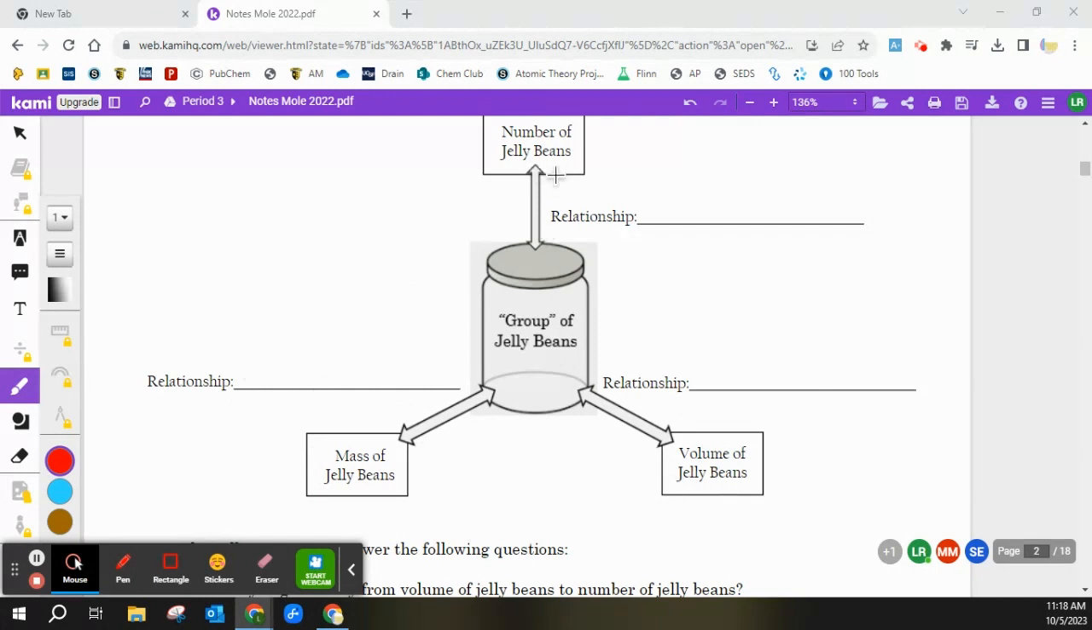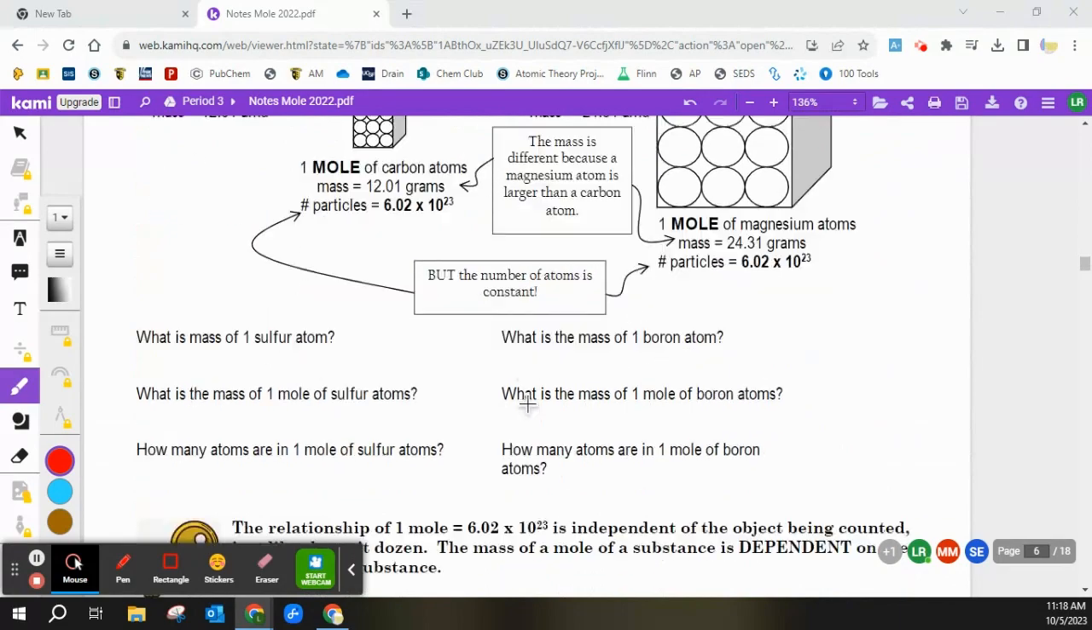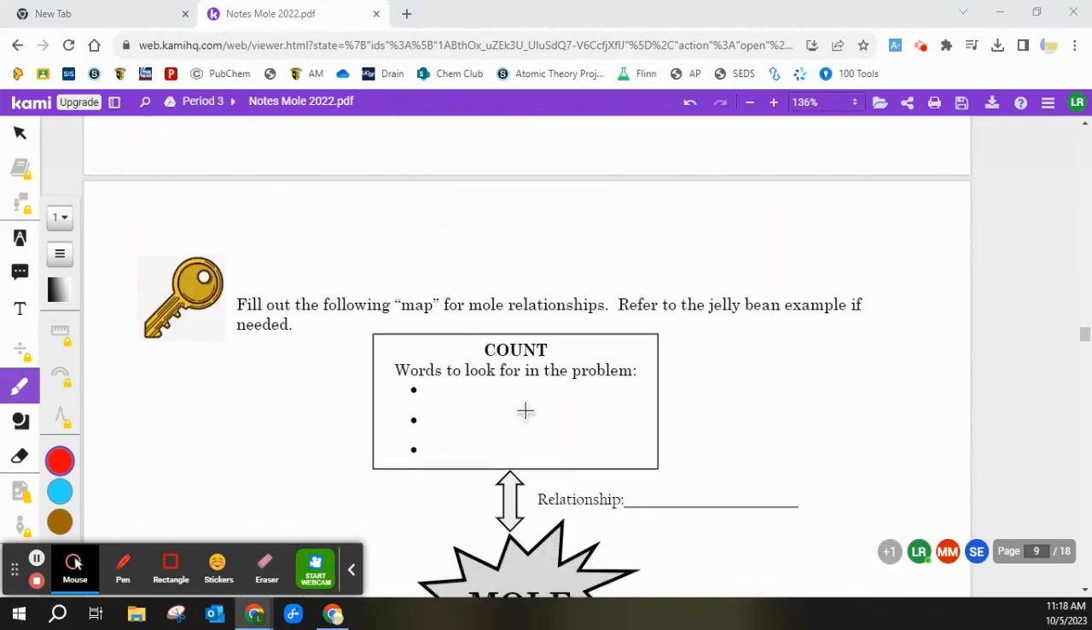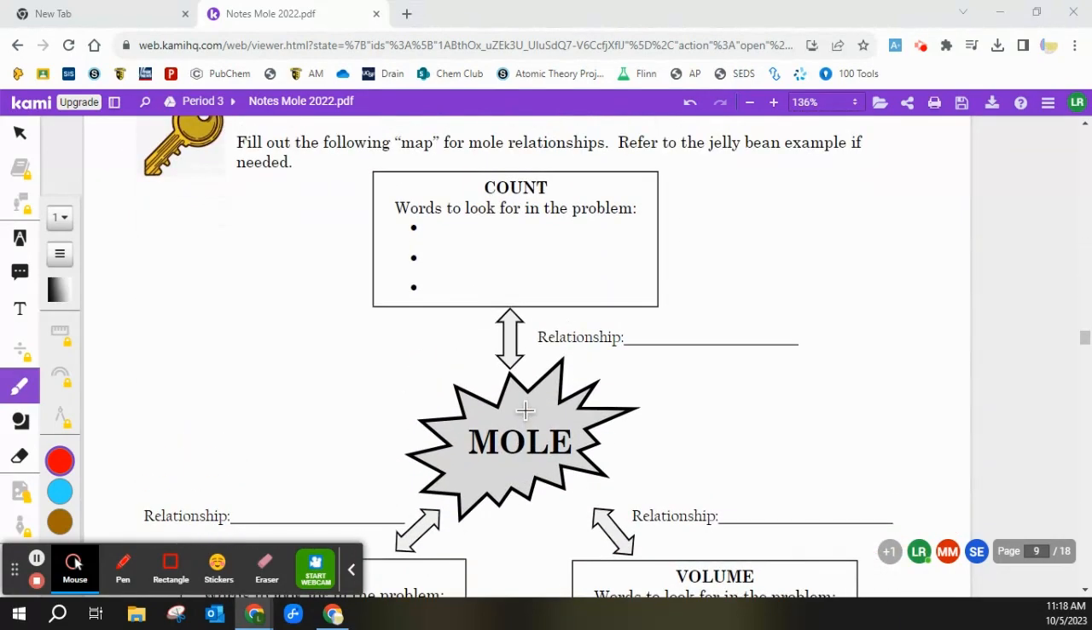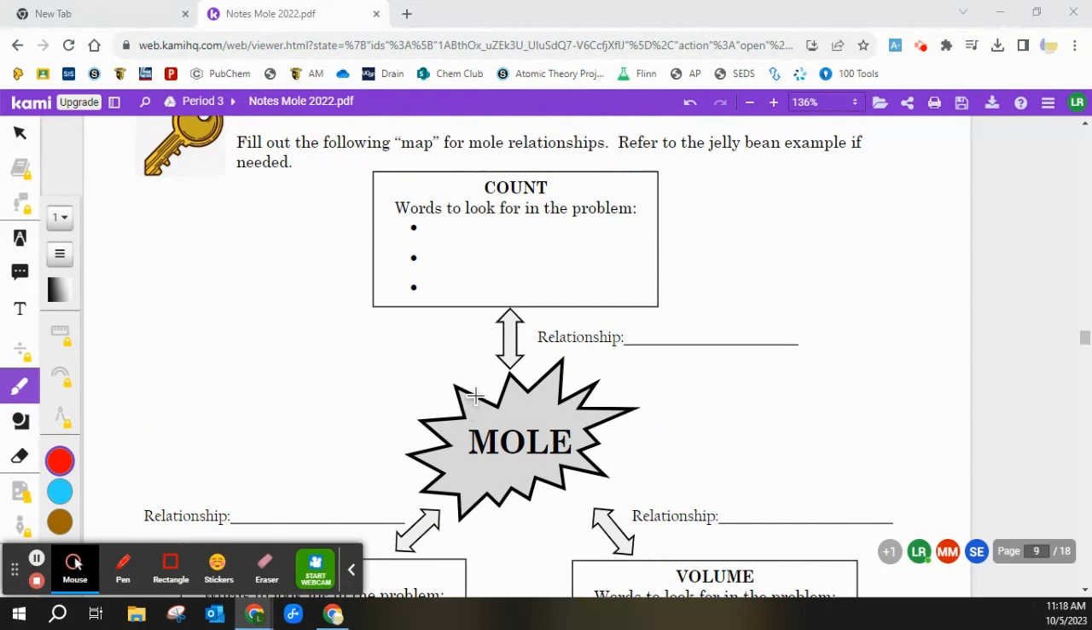So we've learned about now, instead of talking about groups, we're talking about moles. What is the relationship between moles and count? What is the relationship between moles and mass? What is the relationship between moles and volume? We're going to reproduce this relationship right here. Okay, so now we have something that looks very similar to the jelly bean example. So we're going to fill out this map, and this is key.